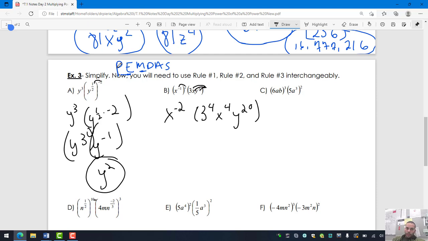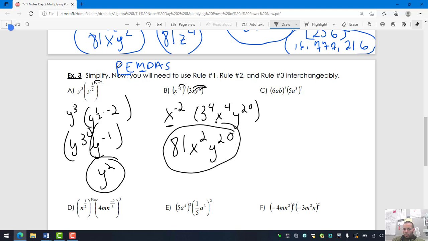Okay, clean this up a little bit. 3 to the fourth power is the exact same thing as 81, and now I can multiply everything together. x to the negative second times x to the fourth, same base, I add the exponents. -2 plus 4 should give me x squared, and then I should have y to the 20th at the very end.